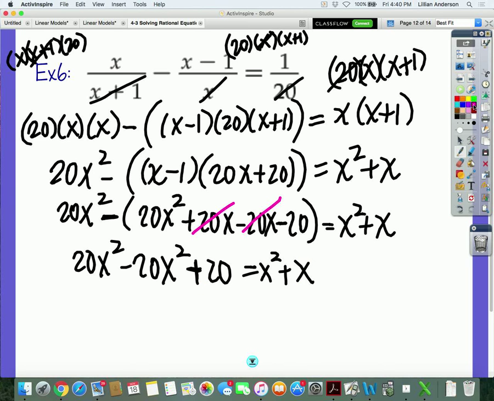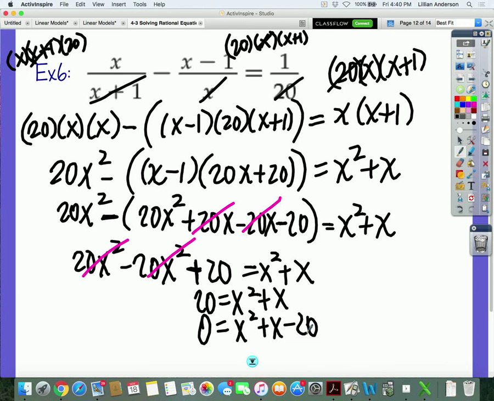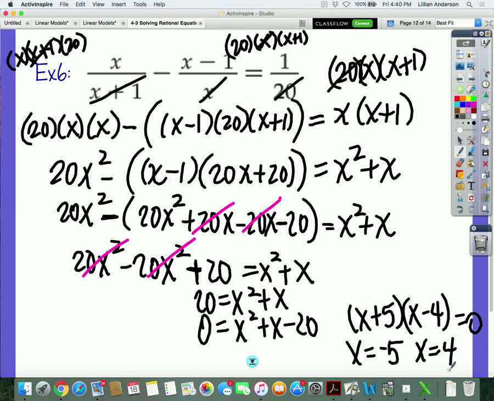Look again. I got some more stuff that cancels out. Sometimes, even though it may be a little bit more involved, stuff starts canceling out and makes it really nice. So I basically have 20 equals x squared plus x. And if I get everything to one side, I have a quadratic which I can solve. This factors down to be x plus 5, x minus 4 equals 0. So I have two potential solutions, x equals negative 5 and x equals 4.